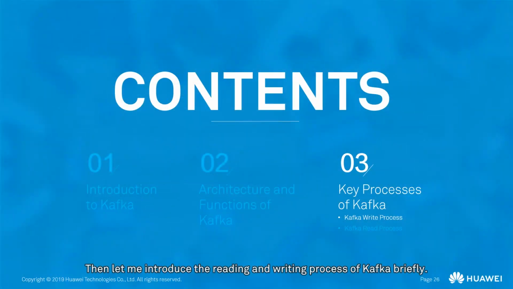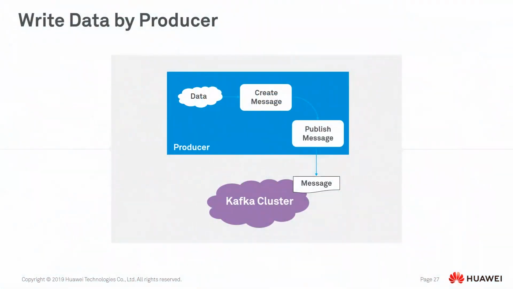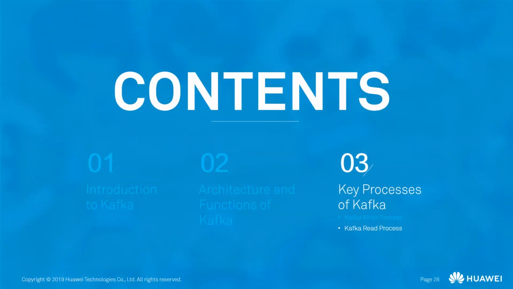Then let me introduce the reading and writing process of Kafka briefly. For the writing process, the producer connects to any of the alive nodes and requests metadata about the leaders for the partitions of a topic. This allows the producer to put the message directly to the lead broker for the partition. Then, how does the read process of Kafka work? Let's take a look.